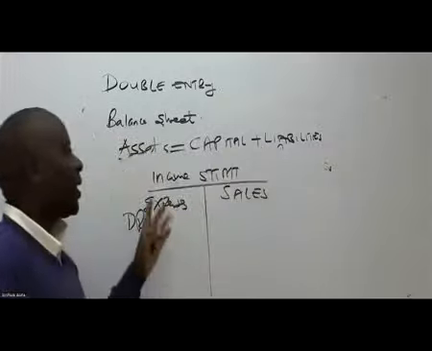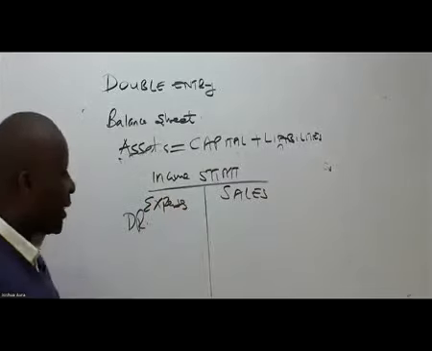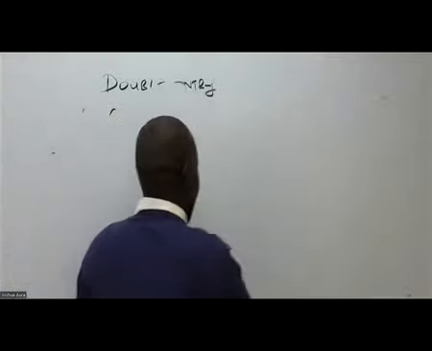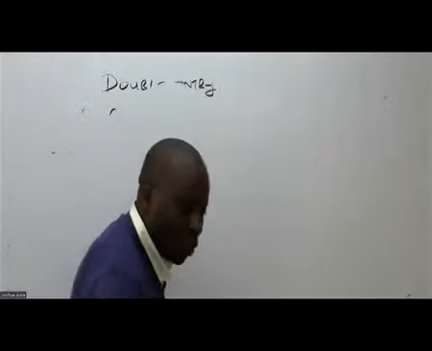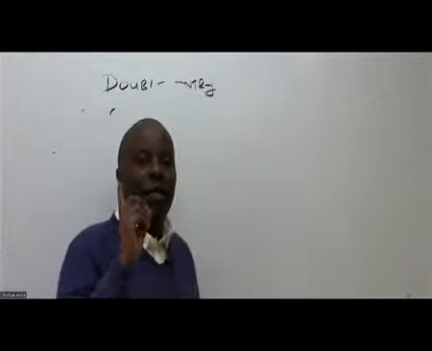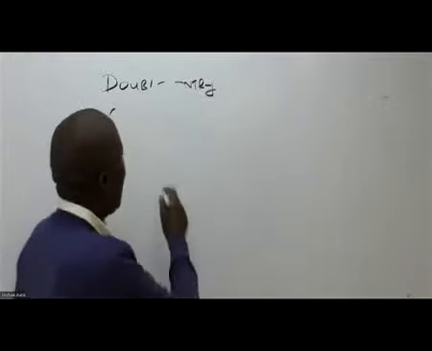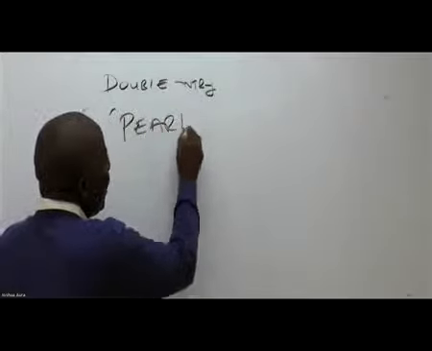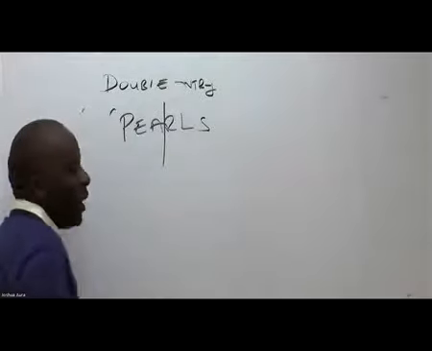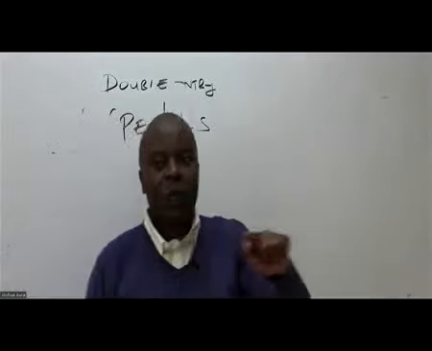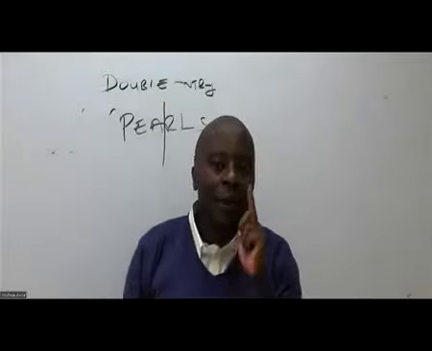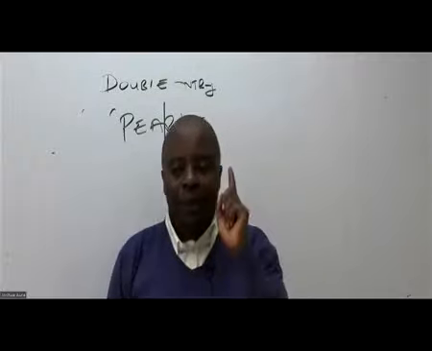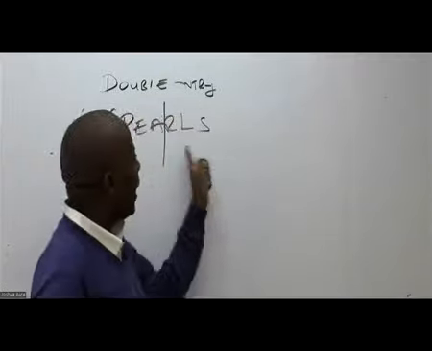It may not make sense right now as we speak, but as we progress, you will be able to appreciate what I'm talking about. Now, ladies and gentlemen, there is a shortcut that I want you always to remember whenever we talk of double entry. Whenever you are given business transactions by the examiner and asked to prepare journals or ledger accounts, you must always remember what we call the pairs.